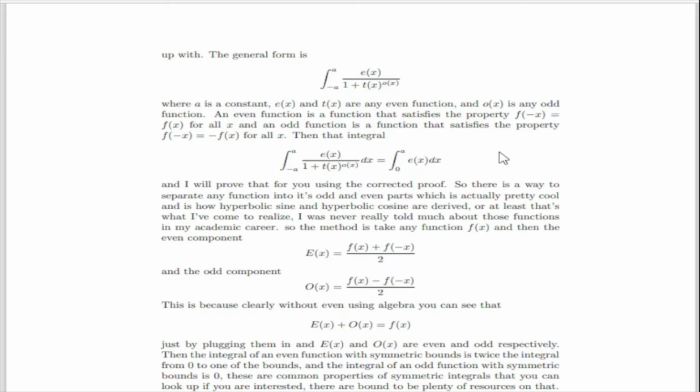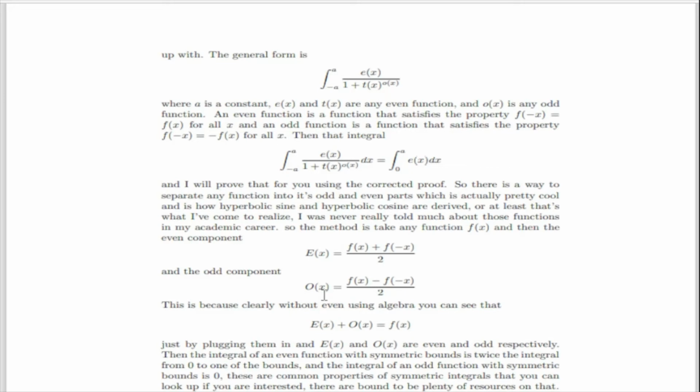So there's a way to separate any function into its odd and even parts, which is actually pretty cool, and I believe is how hyperbolic sine and cosine are derived, or at least that's what I feel like I've come to realize. I was never really told much about those functions in my academic career, though. So the method is to take any function f of x, and then the even component is E of x, I should say capital E of x, equals f of x plus f of negative x over 2. And the odd component is O of x equals f of x minus f of negative x over 2. And that's capital O of x as well.